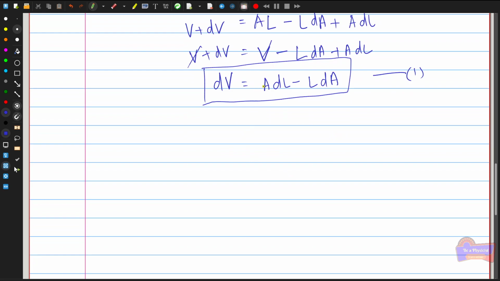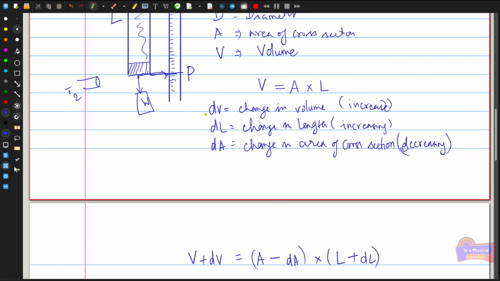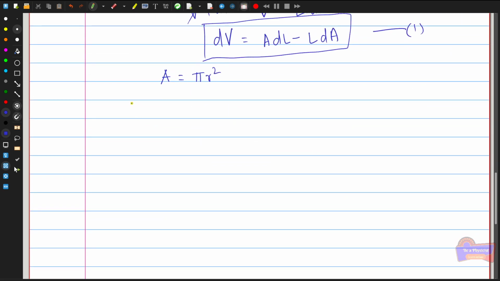That means the increase in volume. As I already know, the value of A, the area of cross section, is taken as pi r squared, and we already have the diameter d, so that r can be written as d by 2. So r is equal to d by 2, that is my radius.